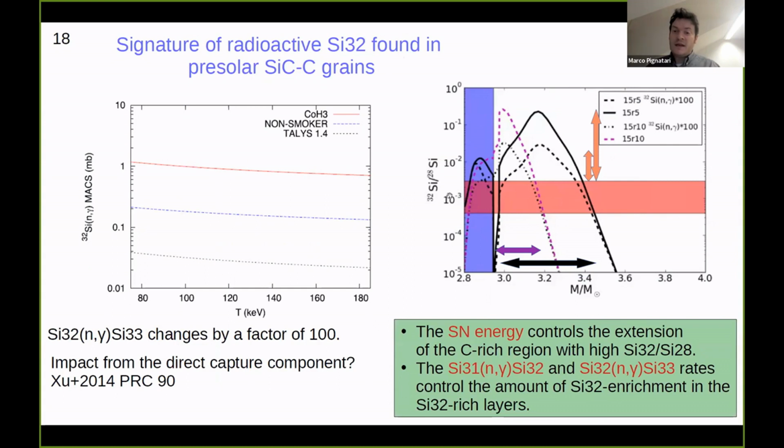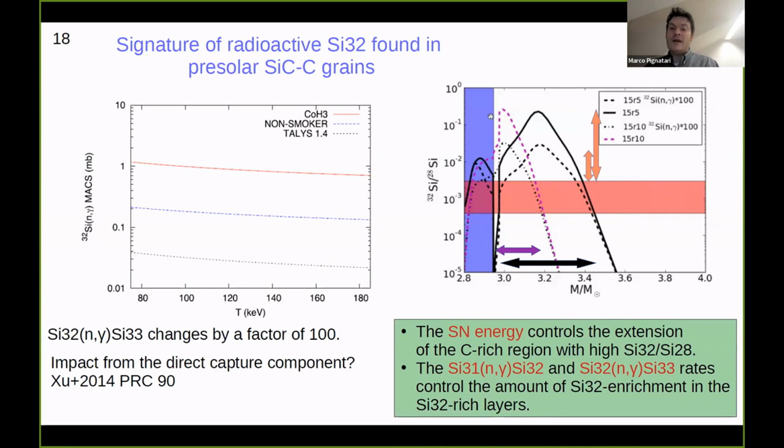Because we have this orange band here, and that's the range of silicon-32 over silicon-28 measured in grains, based on the sulfur-32 over silicon-28. So this was the original ratio of silicon-32 over silicon-28 expected to be in the ejecta of the helium shell that made those grains.